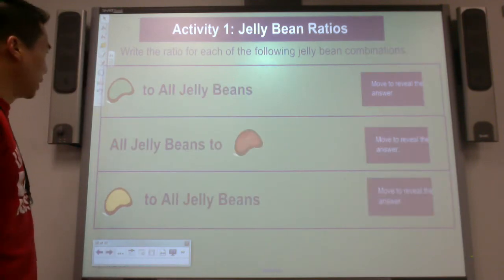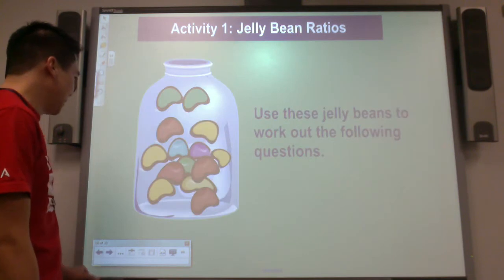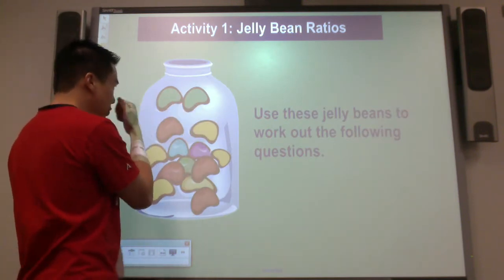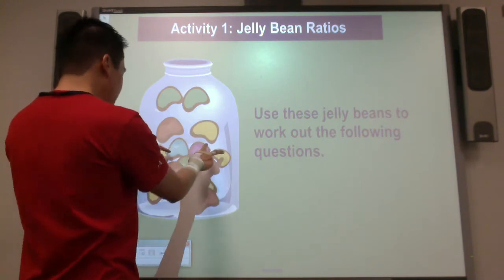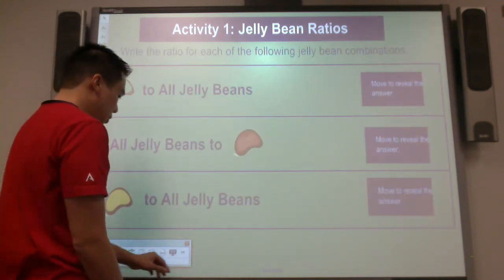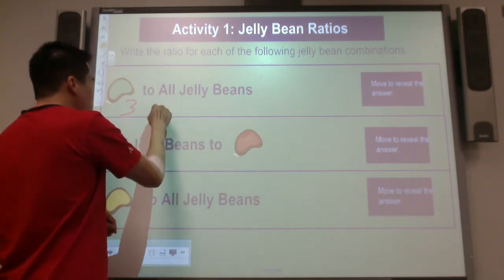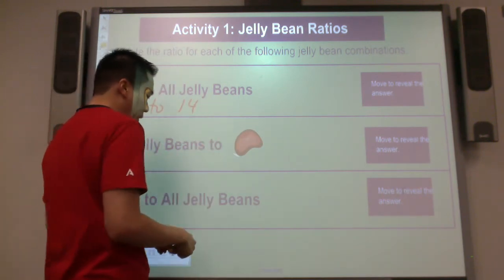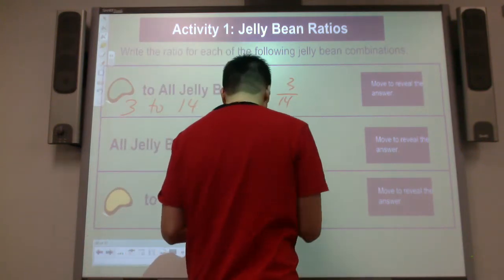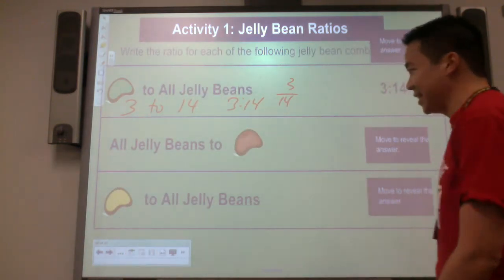All right, let's do green to all the jelly beans. I see 3 green jelly beans to how many in total? 2, 4, 6, 8, 10, 12, 14. 3 to 14, 3:14, 3/14, and let's see if I did correct, and I did.